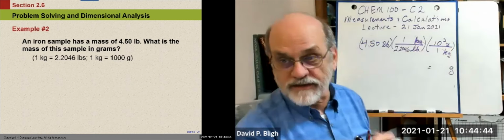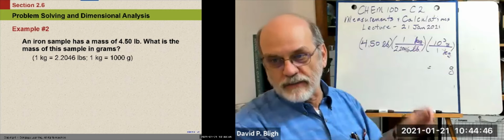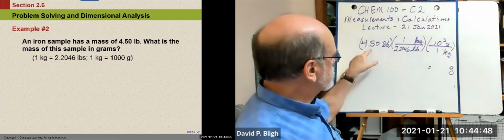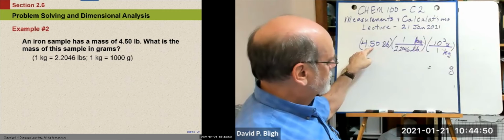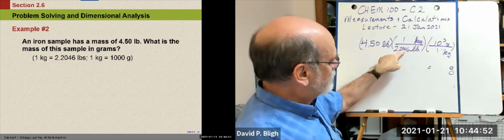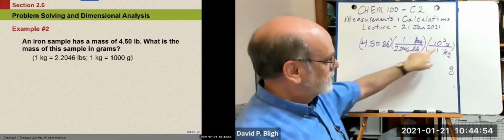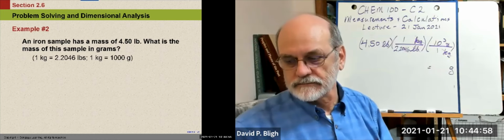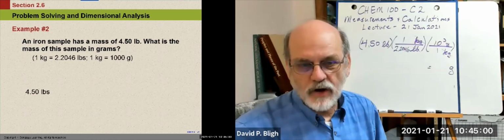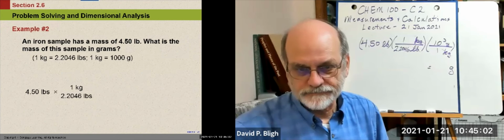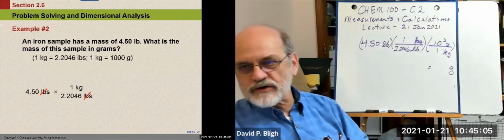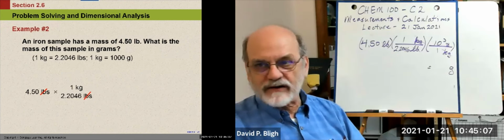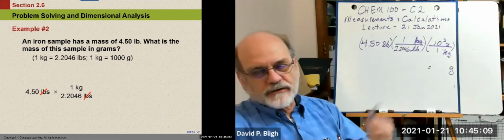So now we've done all the thinking. The rest is number crunching. So you say that divided by that times that gives you your answer. That's called a chained conversion. And I've done chained conversions with 6, 7, 8 factors in them just for fun.